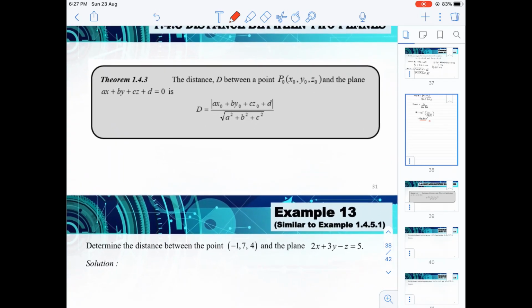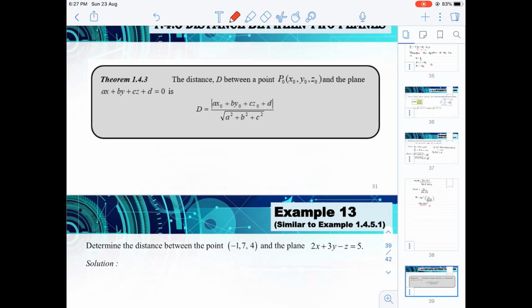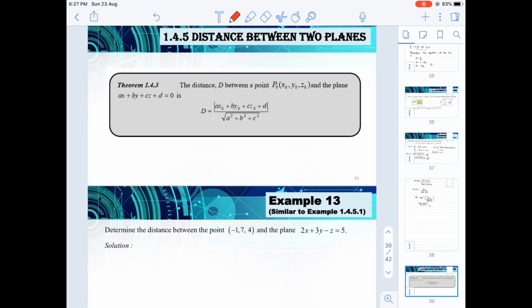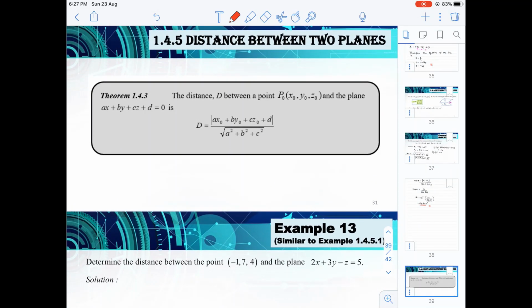Alright, distance between two planes. This is the formula to calculate distance. Two planes means we have plane 1 and plane 2. If you consider the P0 from the first plane, you must consider the normal vector from the second plane. You cannot use P0 and the normal vector on the same plane. It should be different. Only then can we find the distance between the two planes.